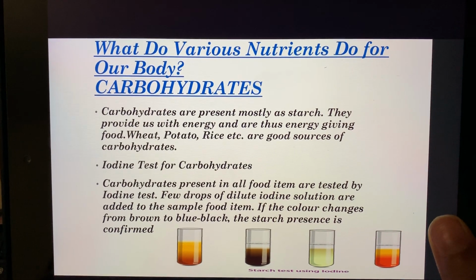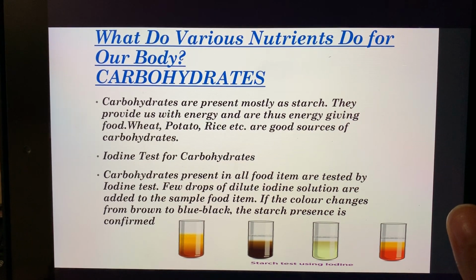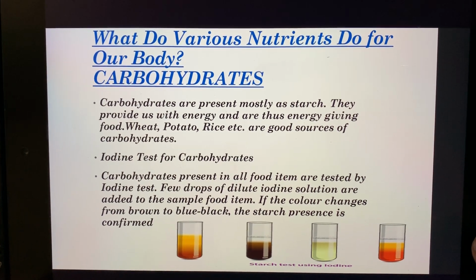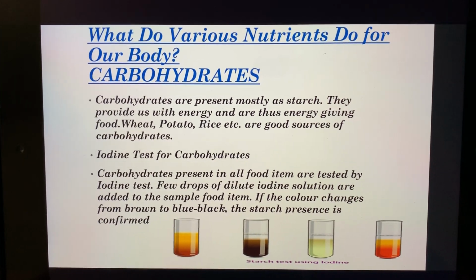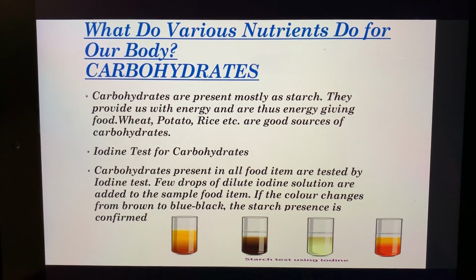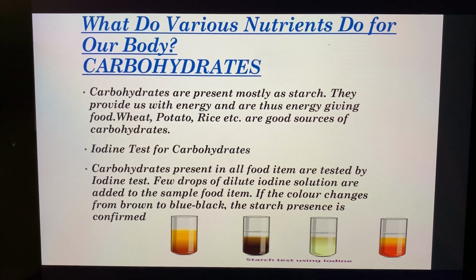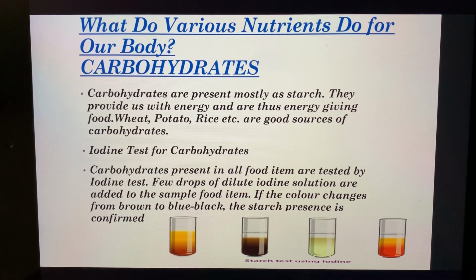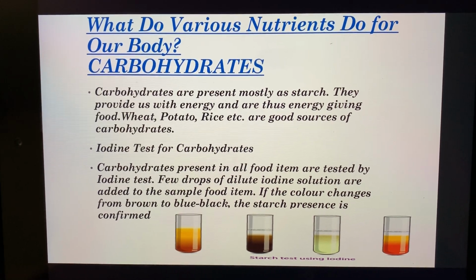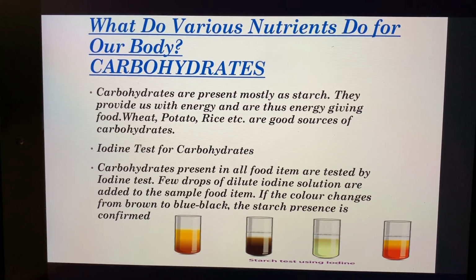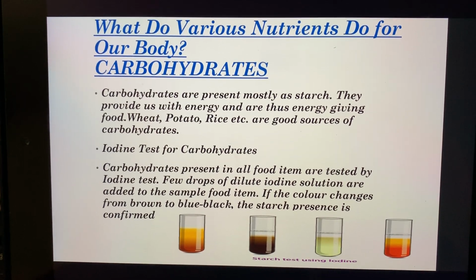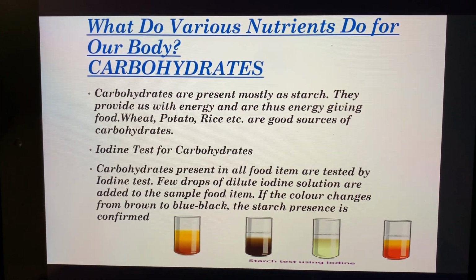Moving on, let's look into each of the nutrients in detail. So, the first one is carbohydrates. Now, carbohydrates, the word itself means carbo plus hydrates. Hydrates means it gives us energy, and carbo is another word you can use for turbo. They are mostly present in the form of starch.